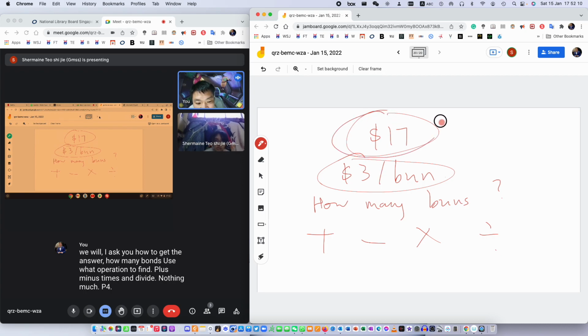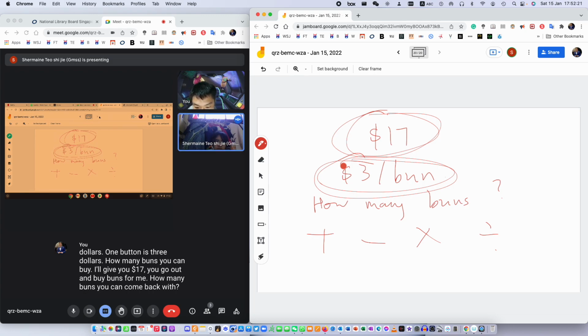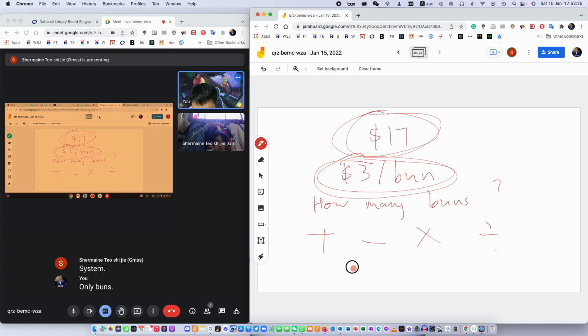You have $17. 1 bun is $3. How many buns can you buy? I give you $17. You go out and buy buns for me. How many buns can you come back with? 15. 15 buns. Wrong. 5.